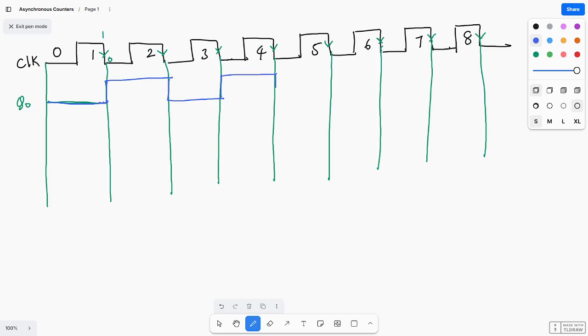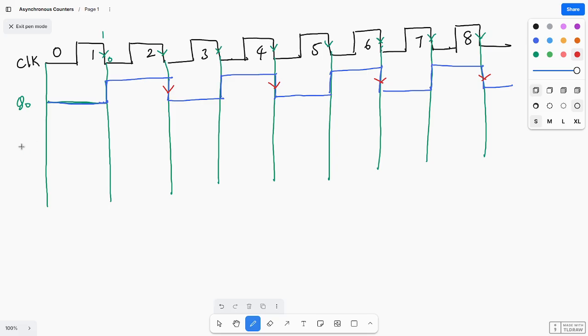Why? Because clock is directly applied to the LSB flip-flop. So that's why it will toggle like this. And next, this Q naught is acting as a clock to the Q1. So that means this is neg edge of clock. This is neg edge of clock. So Q naught is acting as a clock for Q1.